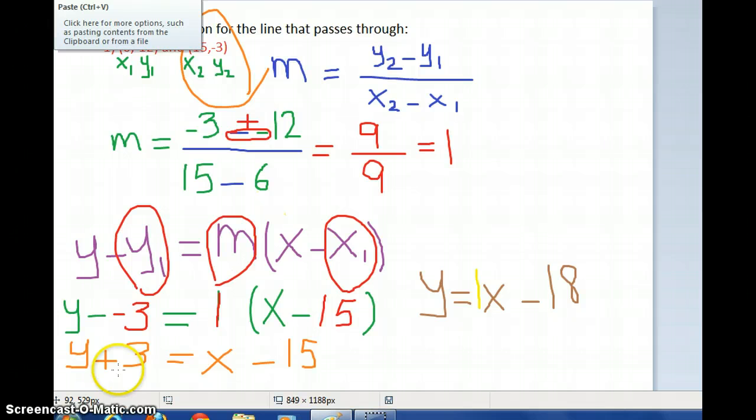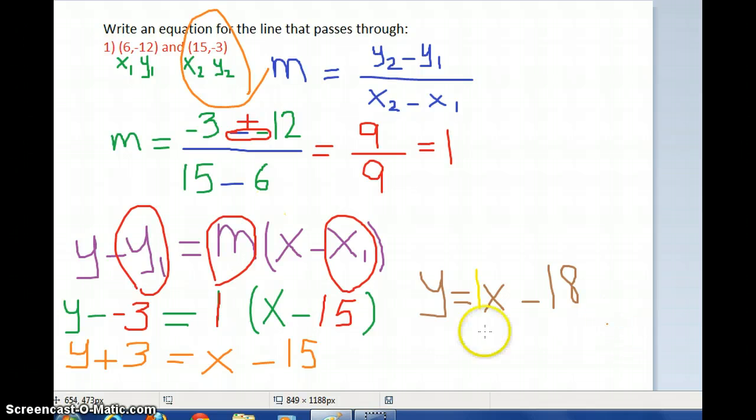Now if we subtract the 3 from both sides, that would give me negative 18. We'll have that same exact equation that I figured out using the other method, which was slope-intercept. I used slope-intercept at the beginning, and now I used point-slope, and they both give me the same equation. Sometimes I'll specify to use this method or that method, and sometimes you can use the one that you like better. Okay, let's look at number 2.